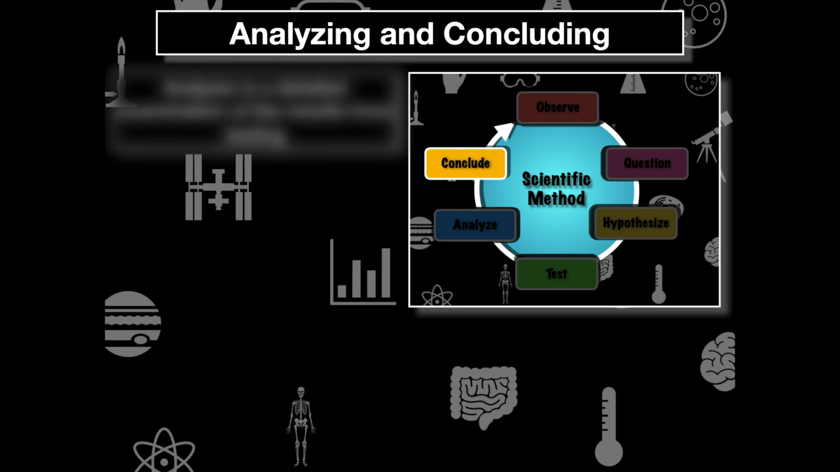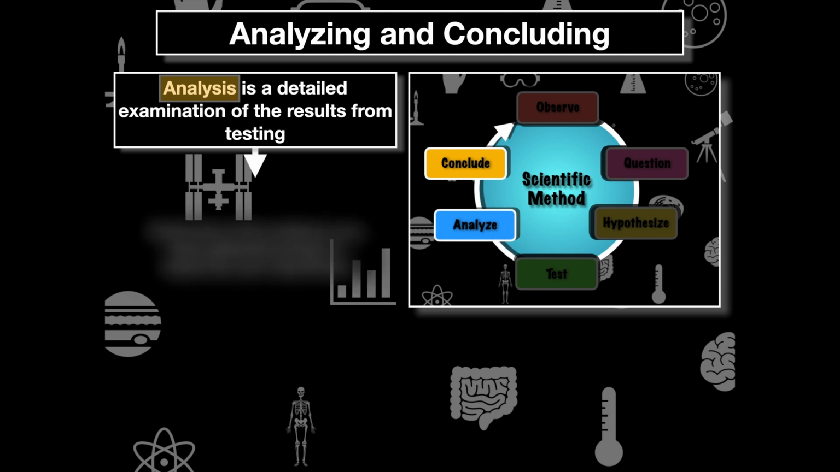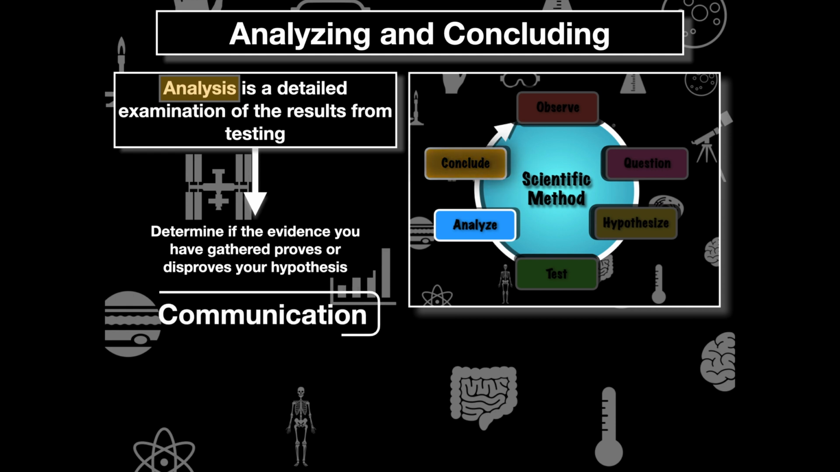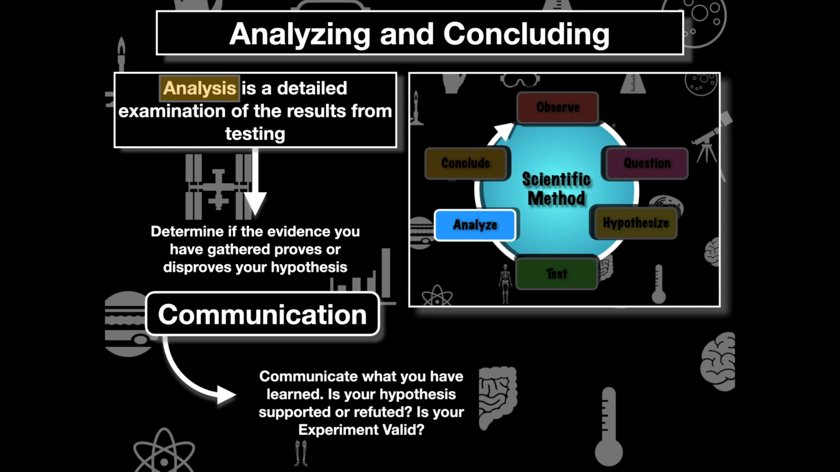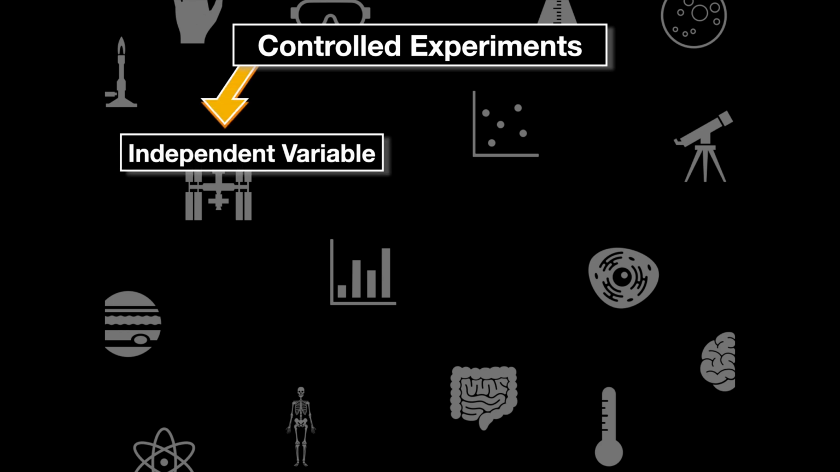All right. Lastly here, we're going to analyze, and an analysis is a detailed examination of the results from testing. We're going to determine if the evidence that we've gathered proves or disproves the hypothesis. We're going to use communication here to draw a conclusion. So we're going to communicate what we've learned. Is your hypothesis supported or refuted? Is your experiment valid? We're going to determine possible sources of errors, and then we're going to formulate our conclusion.